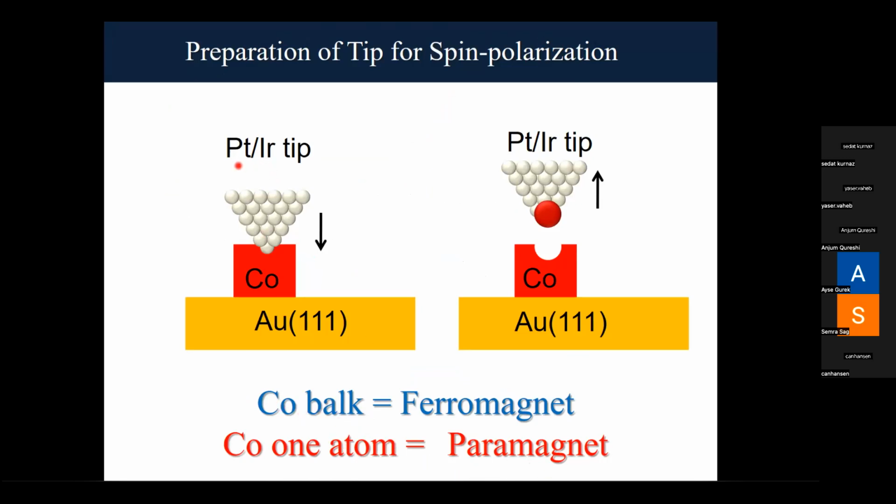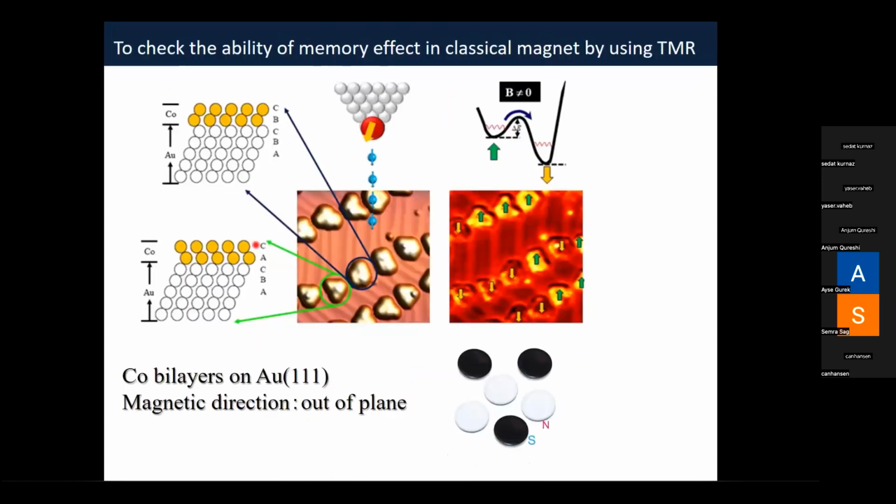We usually use a platinum iridium tip. So we put it into the bulk cobalt, then take one cobalt atom. One cobalt atom is a paramagnet. We use a platinum iridium tip with one cobalt atom. So this is a result. This is a classical magnet. So this is a cobalt bulk. Cobalt bulk is a classical magnet.